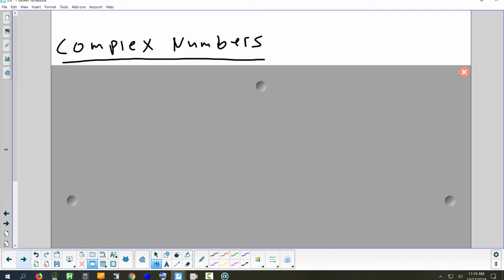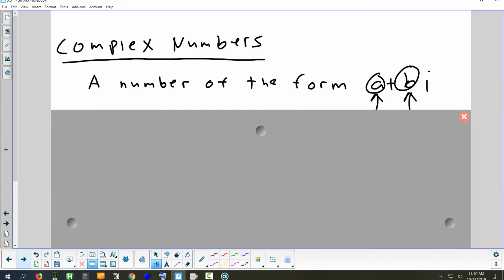All right, so kind of the quick overview of complex numbers. I'm going to show you what a complex number is, and I'm going to show you 4 things: add, subtract, multiply, divide. Okay, those are pretty much the things that you need to know for this lesson.